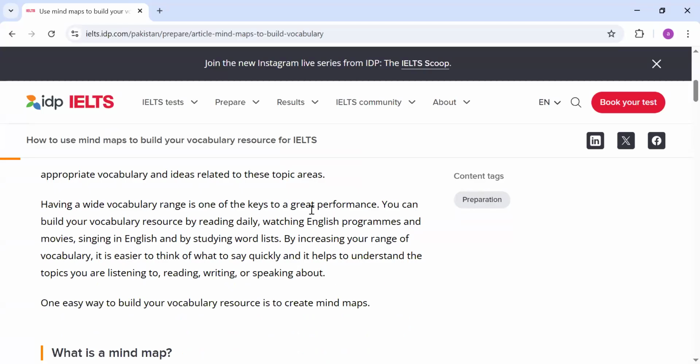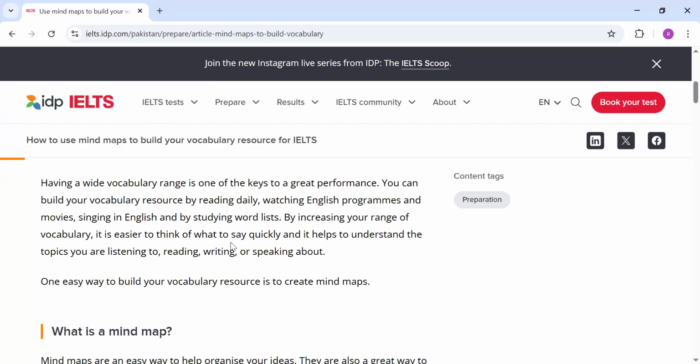So, you can build your vocabulary by reading daily. One way we can expand, as I have discussed, is to read different newspapers and different books daily. But newspaper is okay because they are discussing different topics in it. Sometimes if we are reading one long book, it is just related to one topic. So when we read news, different topics are discussed. Watching English programs and movies, singing in English, and studying word lists. So there are different ways we can improve our vocabulary.